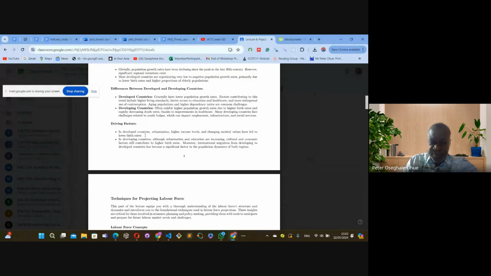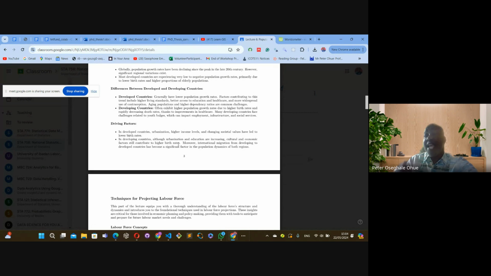So there's that factor. In developing countries, although urbanization and education are increasing, cultural and economic factors still contribute to higher birth rate. This is what Osareme is saying. Culture and economic factors. So there's still polygamy. There are people who marry multiple wives. And did I say that there are women who marry multiple husbands? You decide if those things are real. But what we are saying is, our culture also contributes to the fact that there are higher birth rates in developing countries. That is not to say that there is an increase in birth rate, as it were.